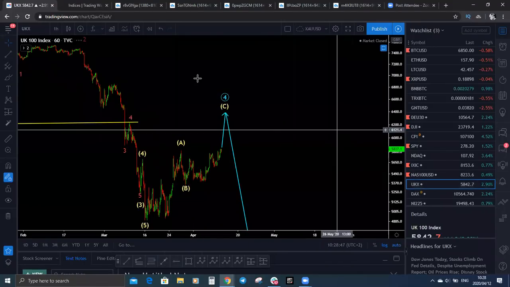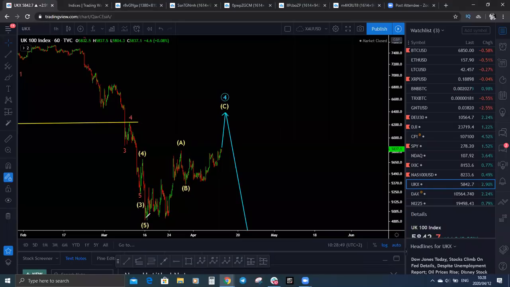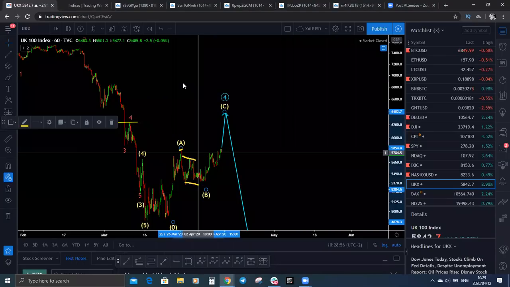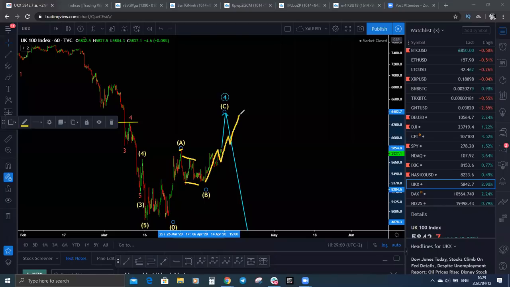Now the UK 100, following the rest of the indices, you can see that we've got a 5-wave move to the upside, and then this one is a 3-wave pullback. This B should actually be here. So we've got a 3-wave pullback. We're looking for another 5 waves here to complete the structure. So we'll be looking for the UK 100 to get to that level and then a move to the downside.